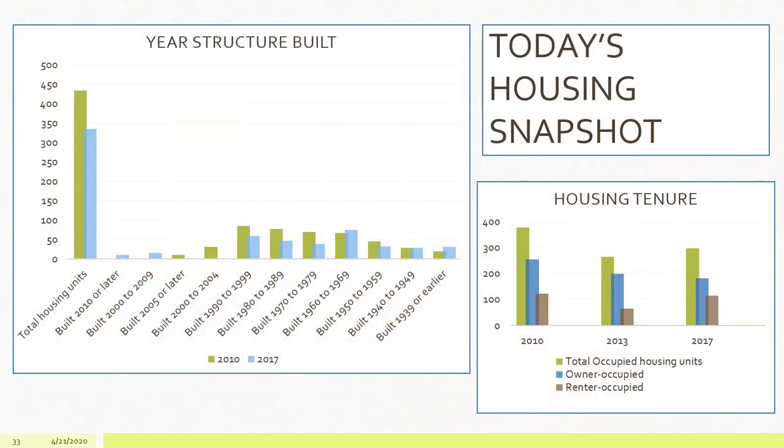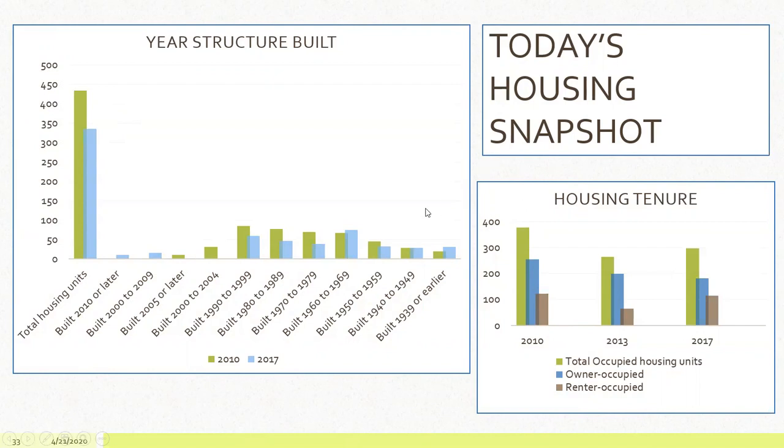So today's housing snapshot. Again, this is data from 2017 that we're looking at. So the chart on the left here, we're showing the year built of the town's housing stock as of 2010 in green and 2017 in blue. Note the decrease of about 100 homes between that time period that we see showing up by 2017. You can see that right here. There's a pretty significant loss of homes in that time period.